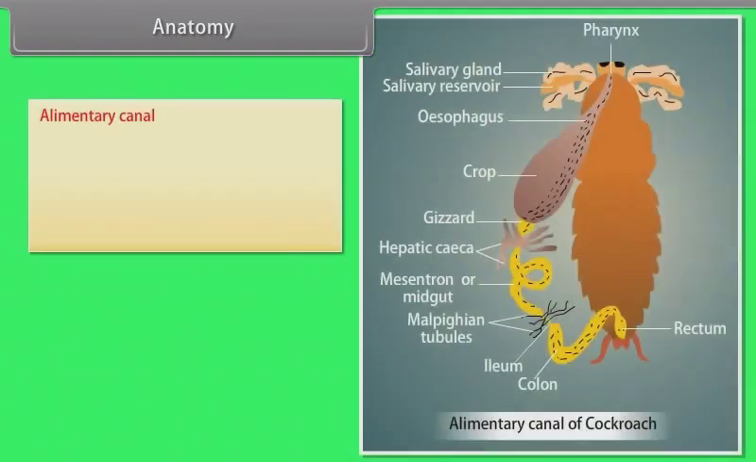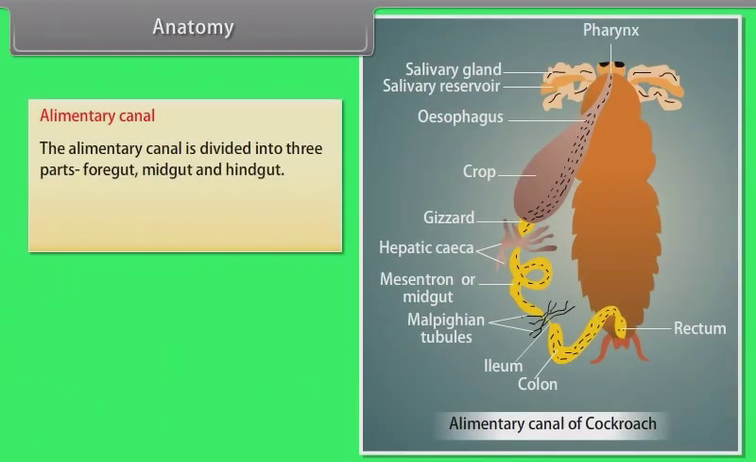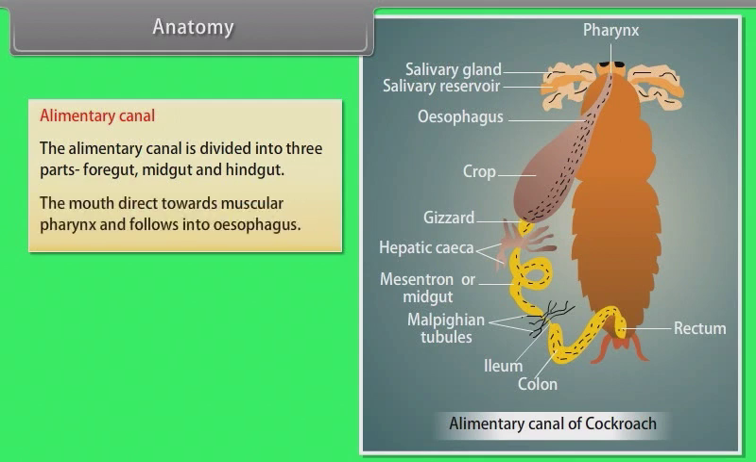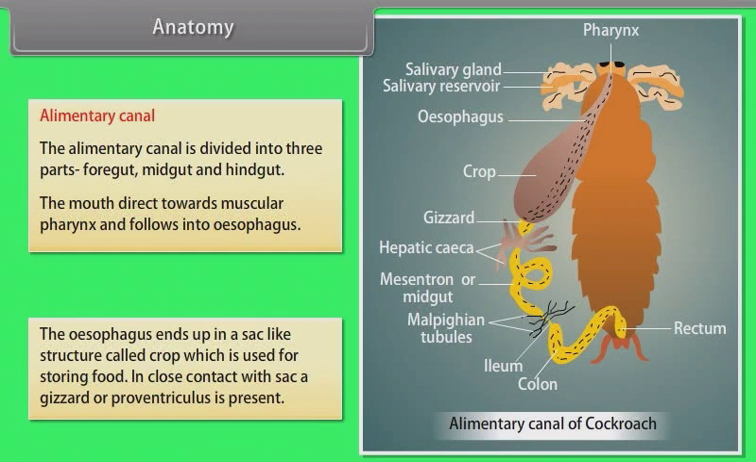Anatomy. Alimentary canal. The alimentary canal is divided into 3 parts: foregut, midgut, and hindgut. The mouth leads towards the muscular pharynx and continues into the oesophagus. The oesophagus ends in a sac-like structure called the crop, which is used for storing food. In close contact with the crop, a gizzard or proventriculus is present.